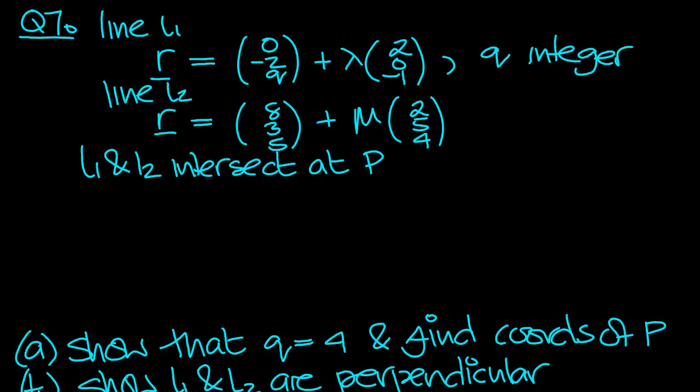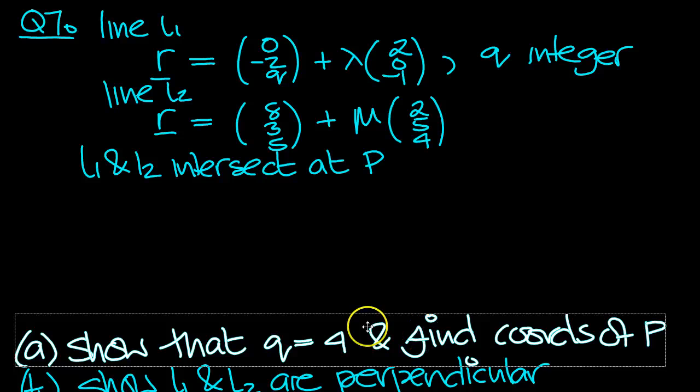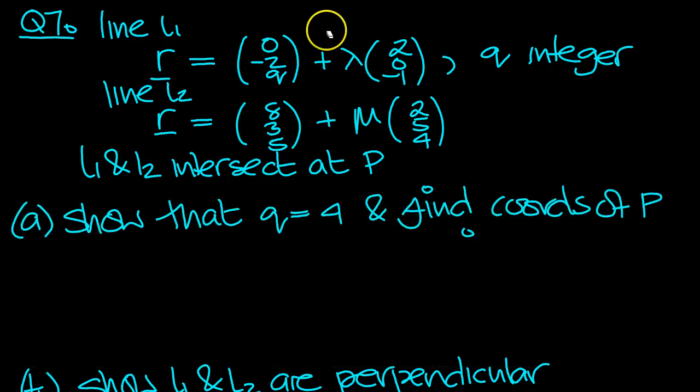Okay, so the first thing to do then is L1 and L2 intersect at P. So this is part A then. So show that this holds. Right, show that Q is 4 and find the coordinates of P where the lines intersect. So here. The lines intersect, so that would mean the x, y and z components are equal on the two lines.